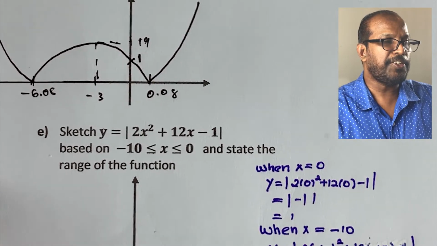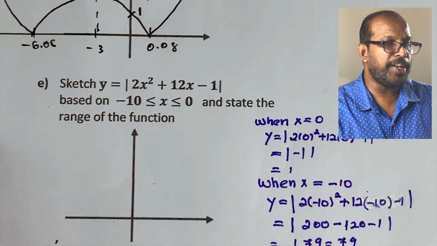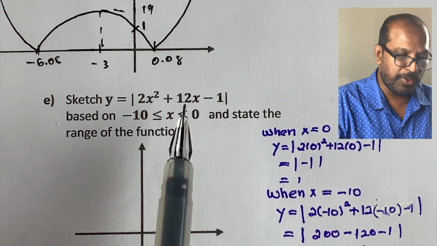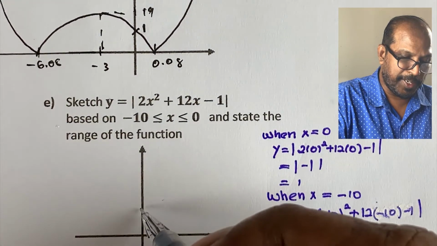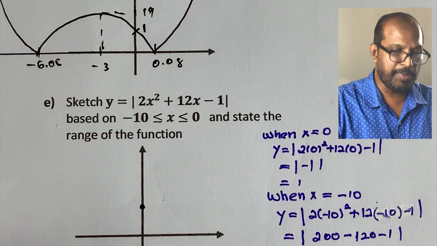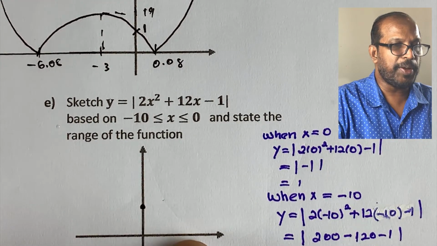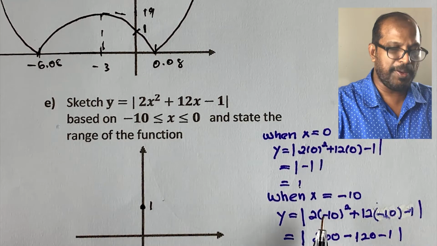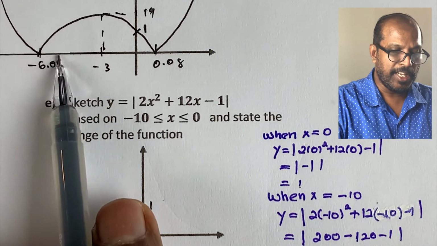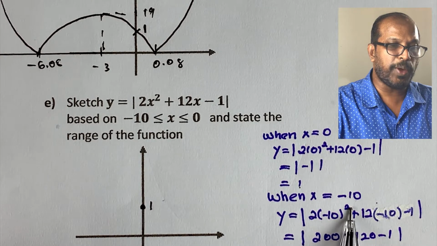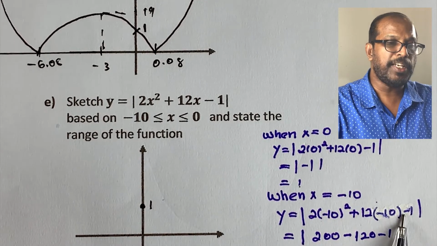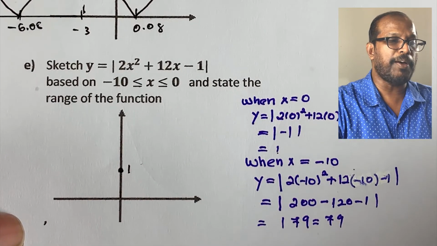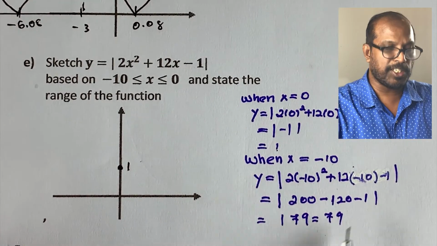Now this graph we need to sketch according to the range which has been given to us. We're going to draw this graph starting from 0. That means the graph starts from here, and we don't need to draw this side. So when x is 0, you get 1. Then when x equals negative 10, on the domain, we substitute negative 10: 2 times negative 10 squared plus 12 times negative 10 minus 1. So you get 200 here, and this is minus 120, minus 1. So we get 79. So when x equals negative 10, we get 79.